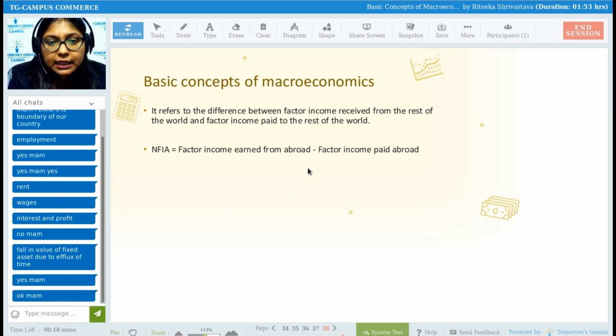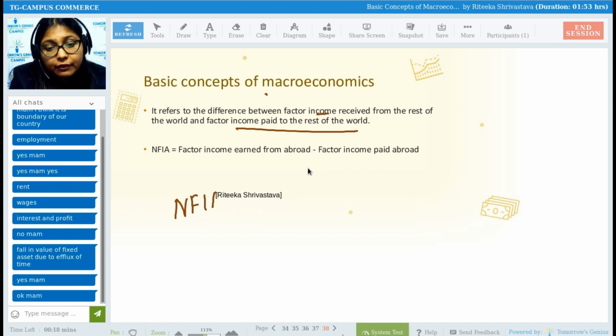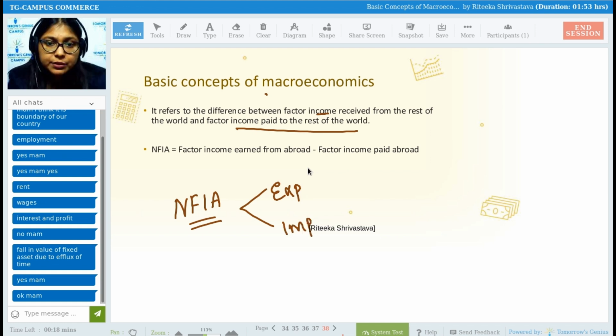It refers to the difference between factor income received from the rest of the world and factor income paid to the rest of the world. Now again there comes a new term, NFIA. On the basis of this term also we are going to solve numerical questions. What is NFIA? NFIA means net factor income from abroad. So here we are going to include both exports as well as imports. Net factor income from abroad.